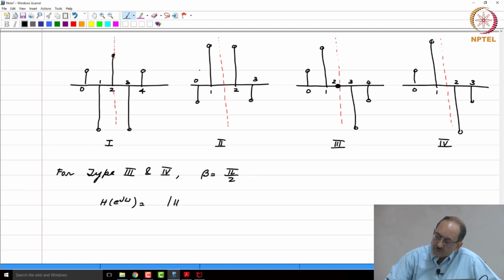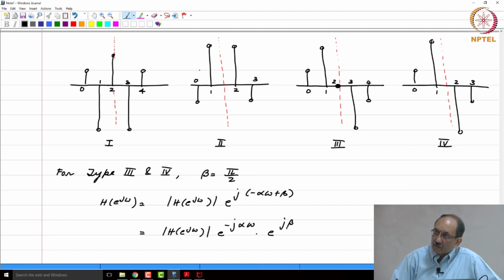the frequency response can be written as magnitude times e to the j phase angle, and for types 3 and 4 this is e to the minus j alpha omega times e to the j beta, but beta is really pi by 2, and therefore, this is really h of e to the j omega e to the minus j alpha omega, and e to the j pi by 2 is nothing but j.